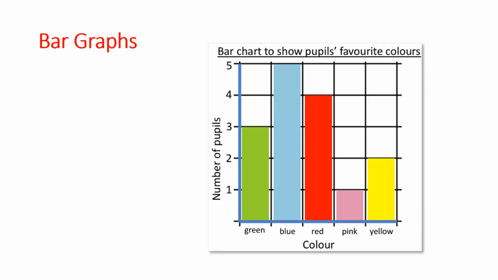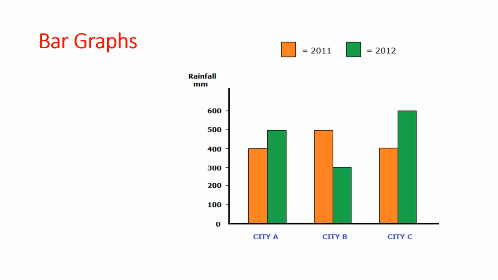Now, bar graphs, technically, you can have the bars touching if you really want. You won't get penalised for that. And we can also have bar graphs that are comparative, maybe different years side by side and colour-coded to allow us to compare things as we go.